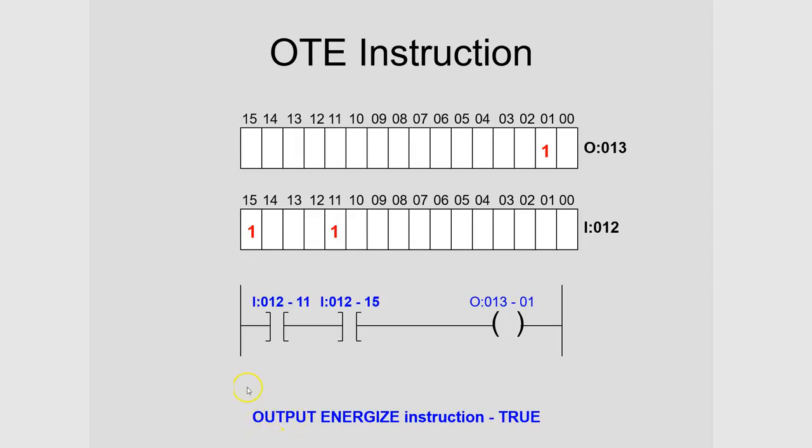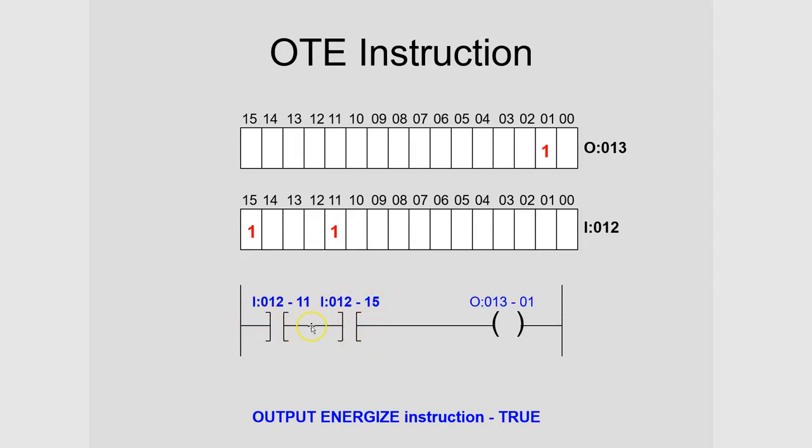And so right now we can tell the PLC what kind of logic we want to use by using these symbols. So I have examine if closed, examine if closed, and since they're hooked up in series, you know that's AND logic.